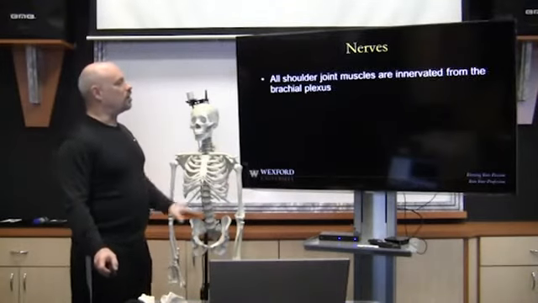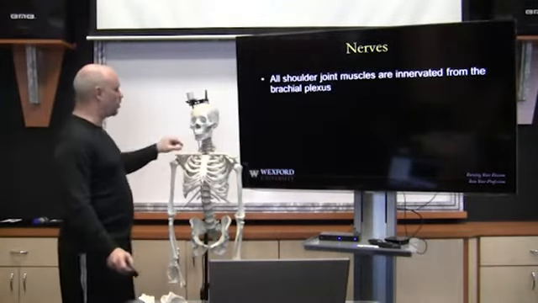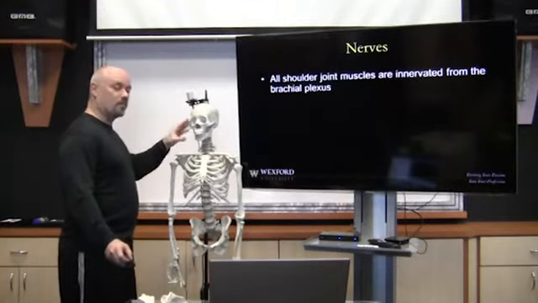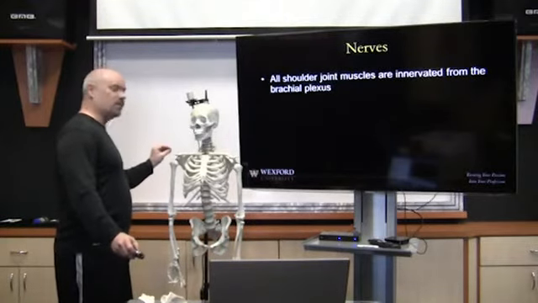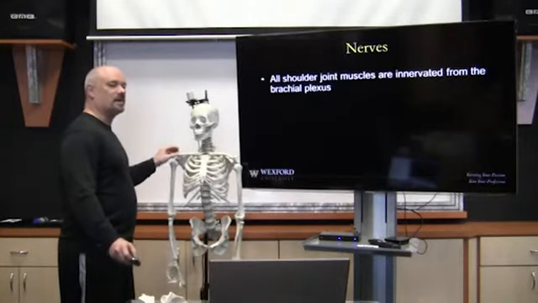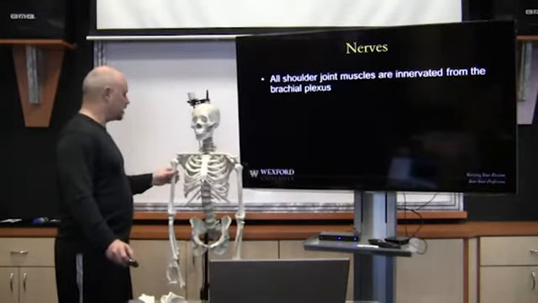If you look at the nerves, all shoulder joint muscles are innervated from the brachial plexus. Remember we talked about the peripheral nervous system, and they're bundles of nerves, and the plexus is a bundle of nerves. This is the brachial plexus, which means on the arm.